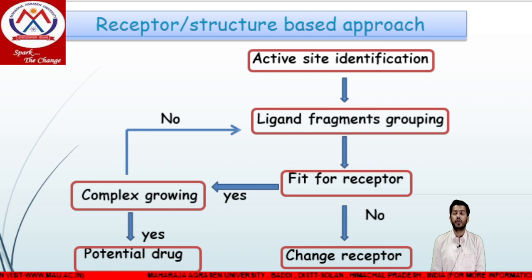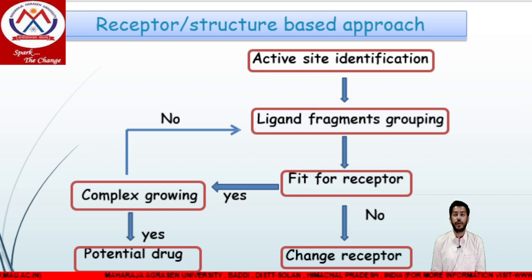Now we are going to look at the different approaches. There are two to three approaches. First, we will discuss the receptor or structure-based approach. In this, we'll find out the active site identification, where the ligand is going to attach or interact with the site. So in the first step, we'll find the active site, then the ligand fragment grouping.